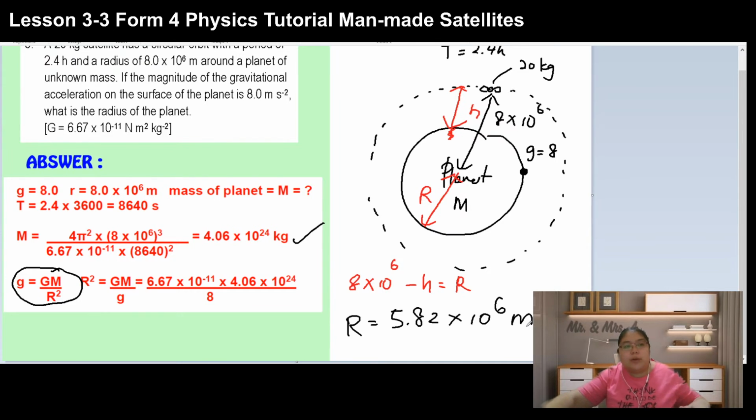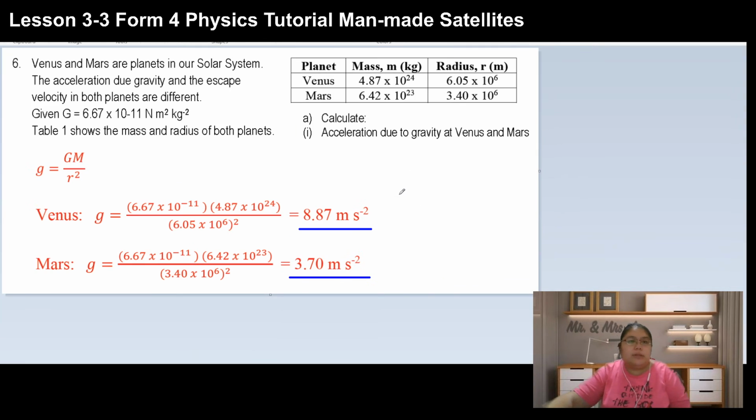Okay, then we go to question number 6. They ask you to calculate the acceleration due to gravity for Venus and Mars. Just now I showed the formula already. Because this one is not a satellite, we straightforwardly use the radius. After I do the calculation, the first one I get is 8.87 for Venus, then this one is Mars. So we also say Venus should be the bigger.